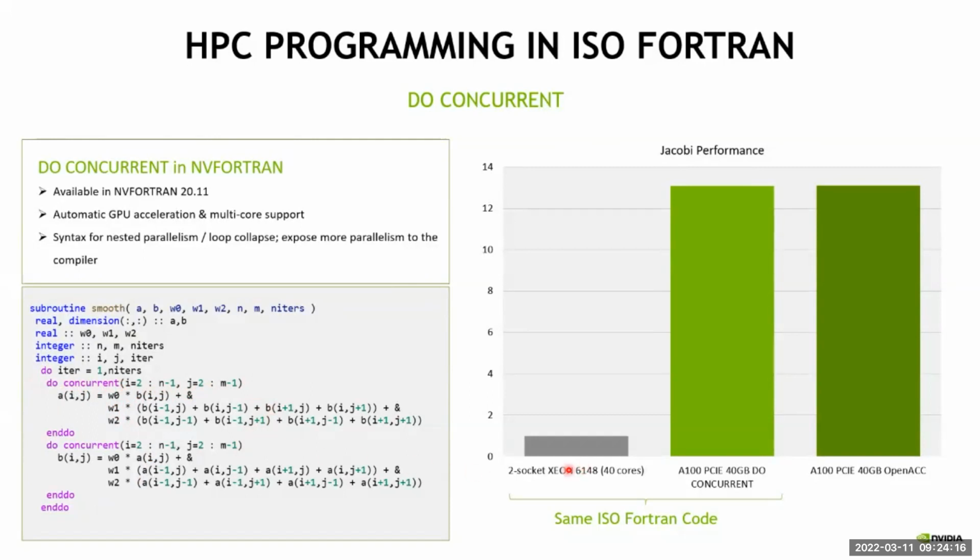And in terms of performance, you can see that we get good performance across a 2-socket Xeon using CPU threads, or you can also run on a GPU. And the performance of the GPU version using just do concurrent is comparable to a version using OpenACC. So you can see we've eliminated the need for directives altogether and get comparable performance.